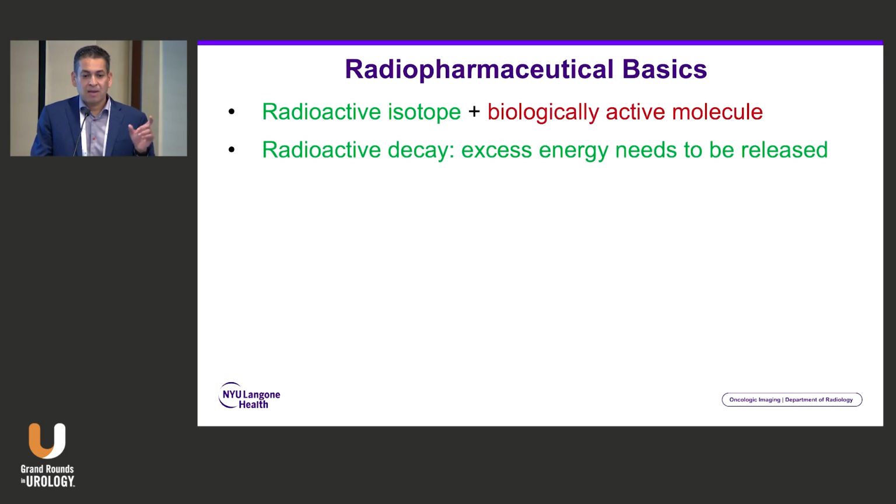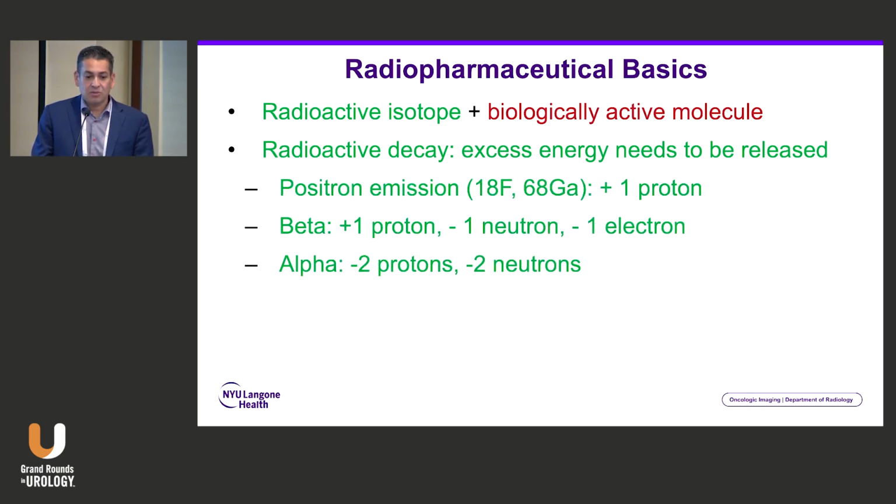The isotope, the form that it will take, will depend on how it chooses to expel the excess energy that it needs to release. In the case of PET imaging, PET is positron emission tomography, we have an isotope that has too many protons, so it attempts to expel the protons through positron emission, right? Relevant to this talk are the two most common isotopes that are used, 18F and Gallium-68.